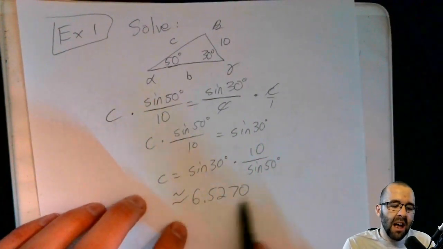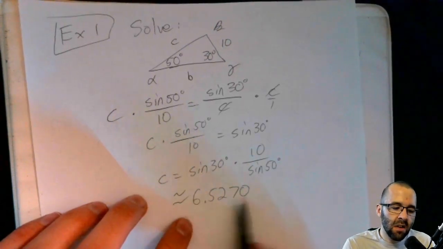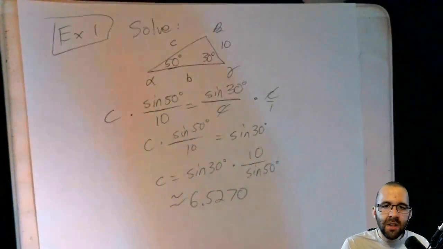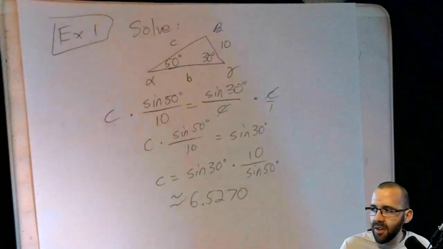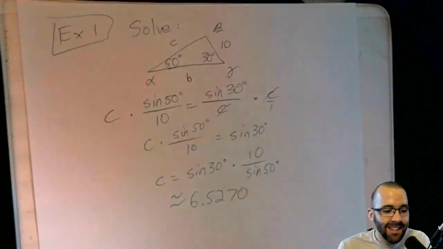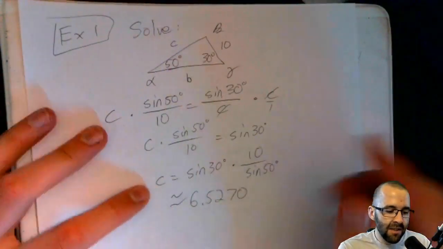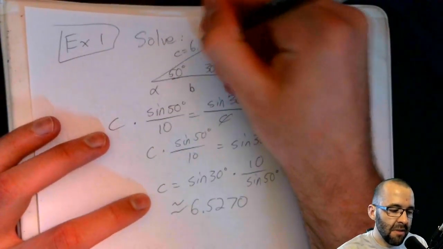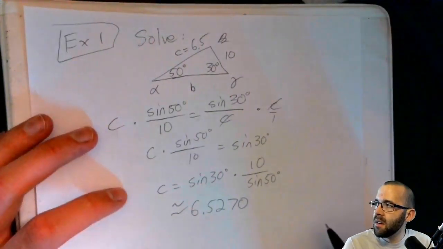it's always a good idea to add extra digits when you're calculating things. Otherwise, you get propagating rounding errors and your answer just gets less and less right. And we don't like that. We like more and more right, not less and less right. Okay, so that's C. So if you want C is 6.5, go for it.